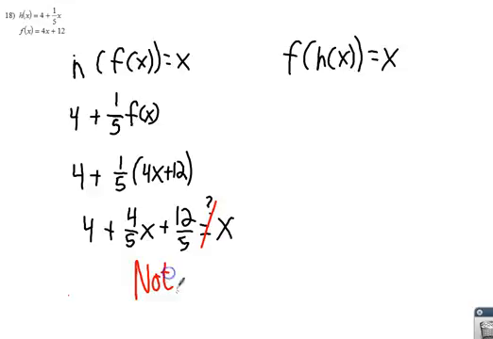I can't get this to equal x because there's no way that 4/5 x is reducing down to an x, because there's nothing else for it to combine with. So not inverses. Now, because of that, I don't even have to check this one. If this did equal x, I would have to check the other combination to see that it worked. But this one doesn't, so I can stop.